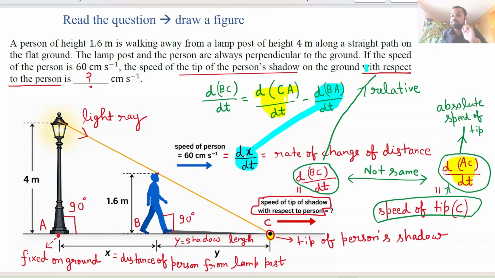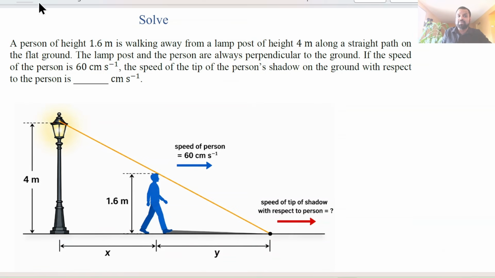You have to remember this part here, let me highlight it, this part here, with respect to the person. Do not forget that, right? So let us solve it, and it can be solved quite easily, very simply.